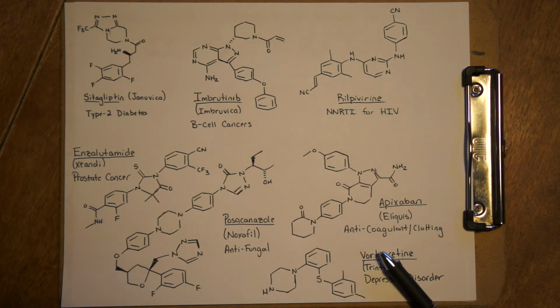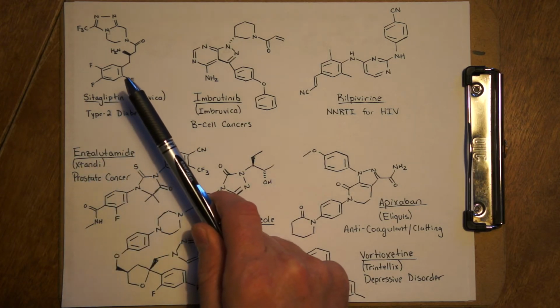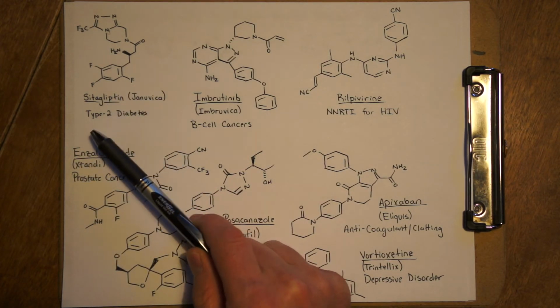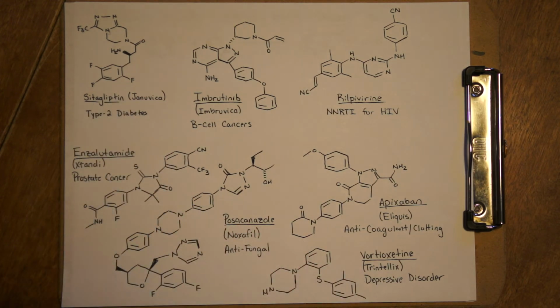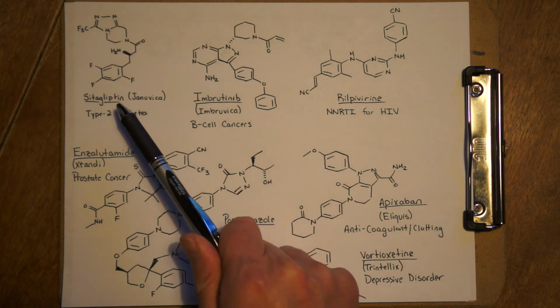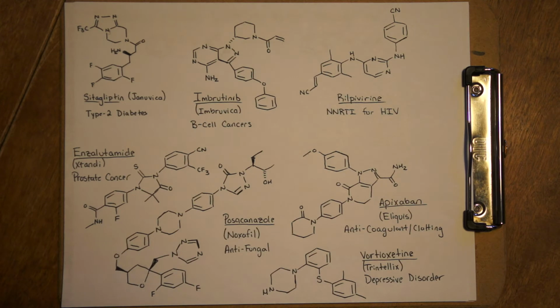So anyway, here you can see that we have seven different drugs. We'll just go through them really quickly, talk about the features and point out the aromaticity in these compounds. So let's start in the upper left-hand corner. Sitagliptin, which is a diabetes 2 drug, right? So you can see that it features two aromatic rings, most notably this trifluorobenzyl unit down at the bottom.